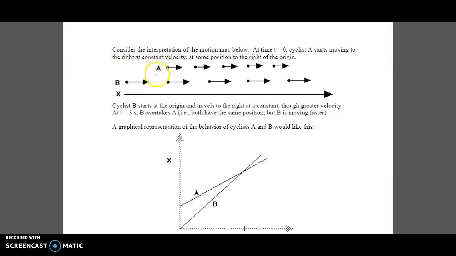In this image, we can compare two different cars. Car A starts a little bit over from the origin, being the X on this bottom line, and moves at a constant speed to the right. Car B starts at the origin, moves a little bit faster, and passes car A, moving also to the right.